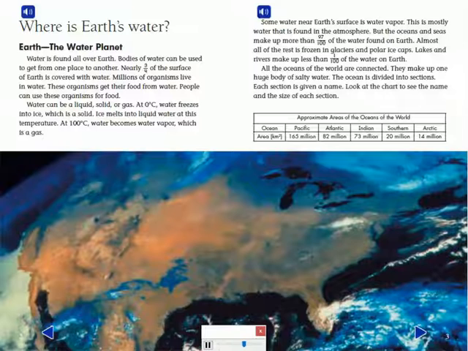All the oceans of the world are connected. They make up one huge body of salty water. The ocean is divided into sections. Each section is given a name. Look at the chart to see the name and the size of each section.